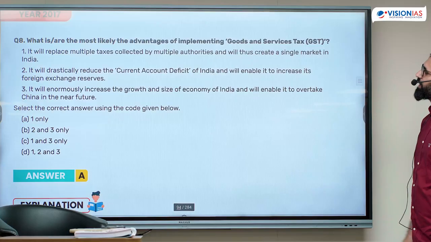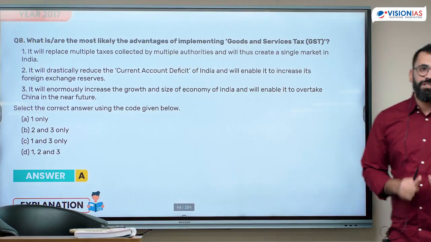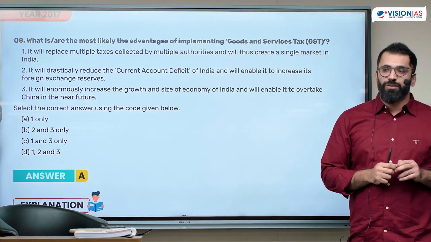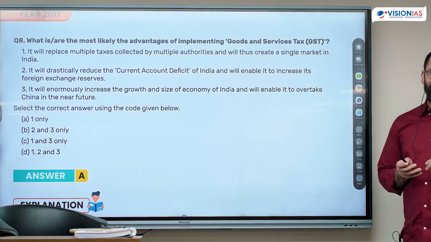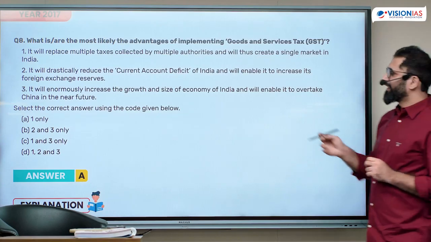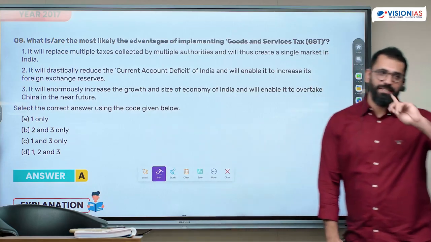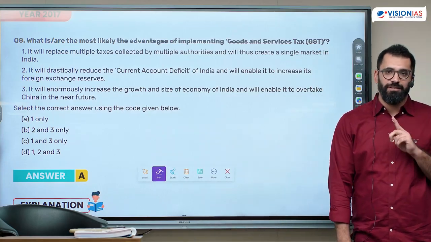What are the most likely advantages of implementing GST? What is GST? Feature? Goods and services tax, okay. What are the features of goods and services tax? What is the benefit of coming into GST? And why did the system introduce this?